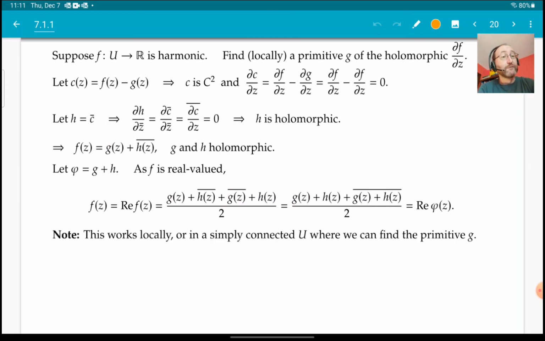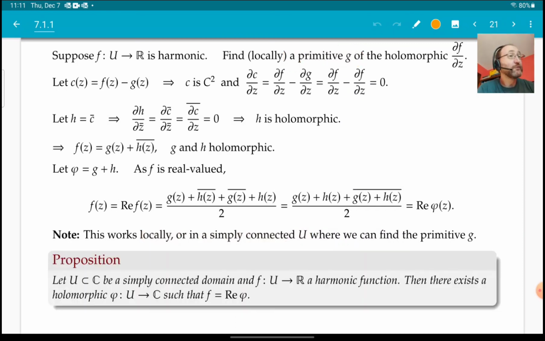So what we have is that we wrote f as the real part of a holomorphic function. Now locally, or we could do it in a simply connected U. So locally you can always find a simply connected neighborhood. Just take a disk around the point. So locally, it's basically wherever we could find this primitive g, and we know that we can do that on simply connected domains, right? All right. So what did we do?